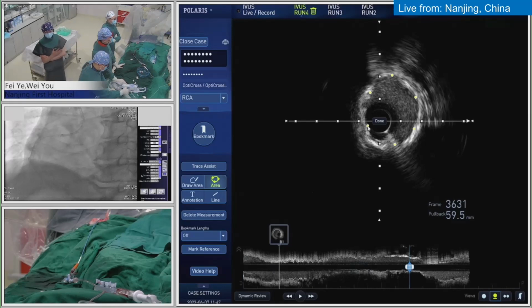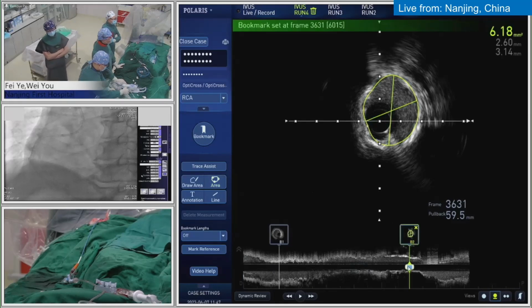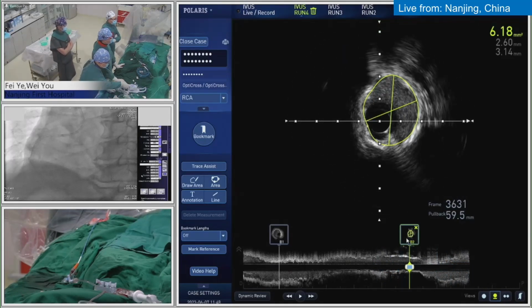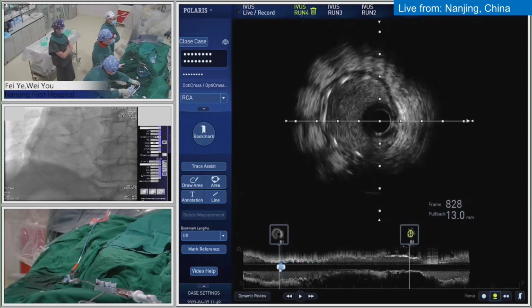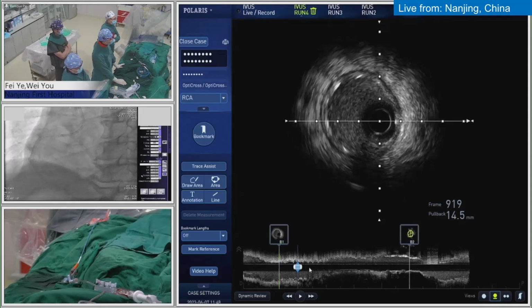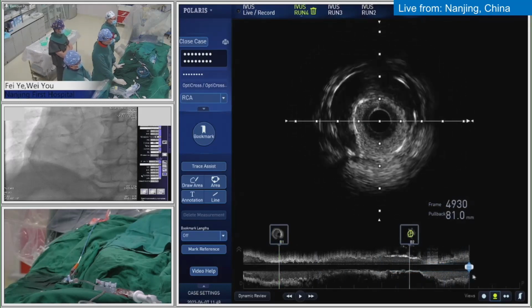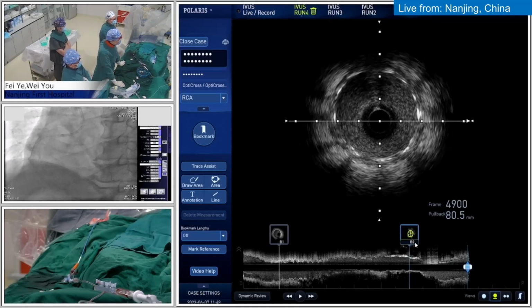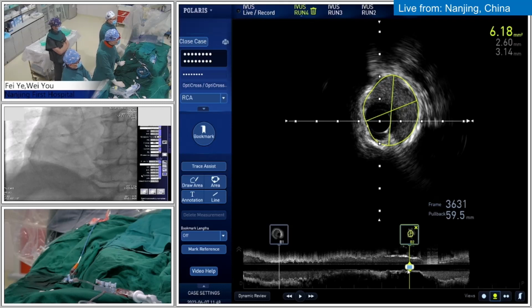So we can measure the final result of the stent. I will check the minimal stent area. You can find this point is the minimal stent area. The area is about 6.2 square millimeters. And we can see the distal stent edge is normal, no plaque burden, and the proximal stent is normal too. So the IVUS result is consistent with the angiography, on the expansion here.